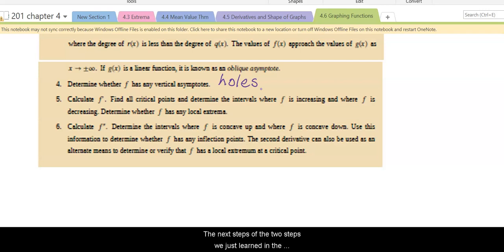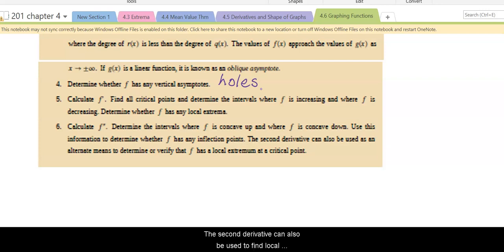The next two steps are the two steps we just learned in the previous section with the first derivative test and the second derivative test. We will find the first derivative and locate all the critical points where the first derivative is equal to 0 or where the first derivative is undefined, but the function is defined. By examining the first derivative, we can predict where the function will be increasing or going uphill and where the function is decreasing or going downhill. We can also determine with the first derivative where and whether the function has any local extrema.